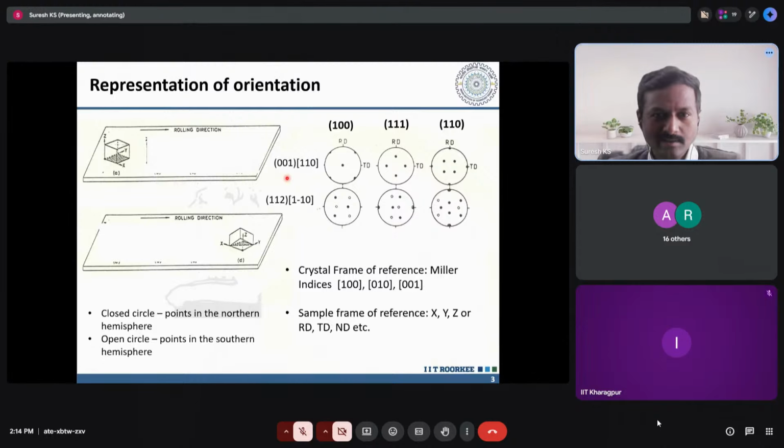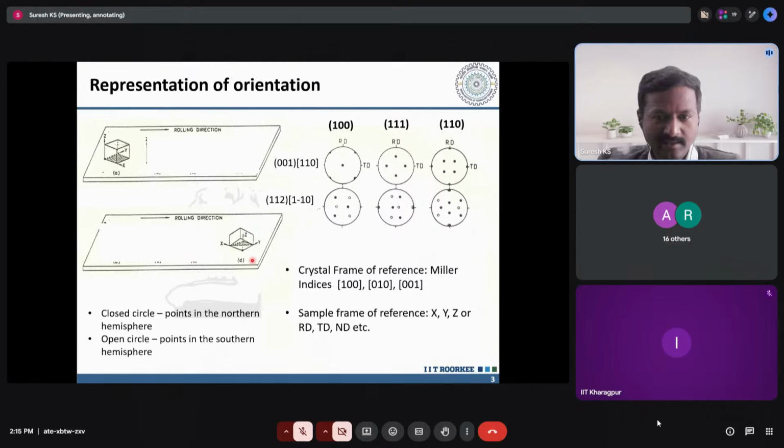But then I would like to draw your attention: since the plane 001 is parallel to the rolling plane, you will always notice on the 100 pole figure, at the center of the pole figure, a spot. Whereas on the 111 or 110 pole figures, those planes are not parallel, since this is a single crystal orientation, so you are not observing. On the other hand, if you look at this 110 pole figure, since our rolling direction is parallel to the 110 direction, you notice that there is a spot corresponding to the RD.